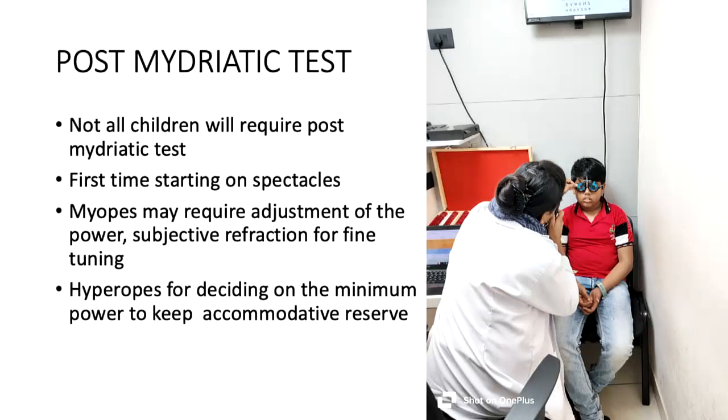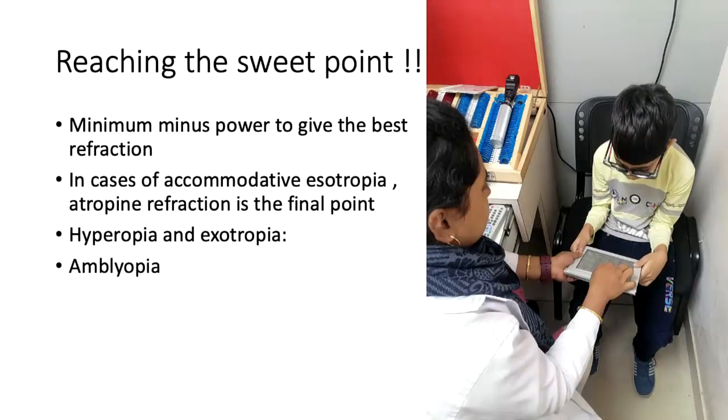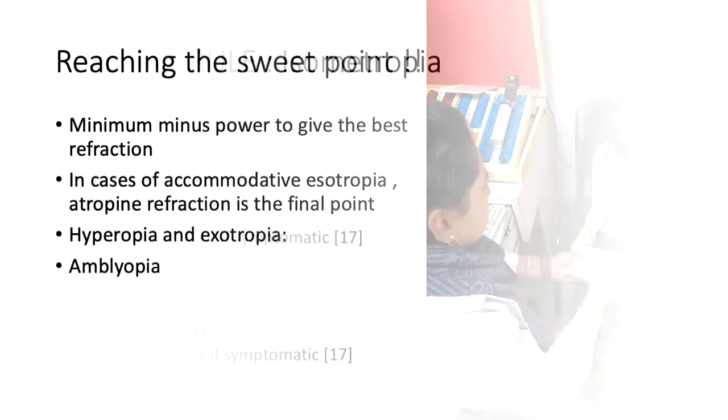Post-mydriatic test is required when you are giving glasses for the first time for children, when you do fine-tuning with a subjective refraction. For hyperopes, if the child is not symptomatic, then you would like to give a minimum power if required. Reaching the sweet point, we have to give the minus power which gives the best visual acuity and doesn't overcorrect the patient. In cases of accommodative esotropia, atropine is our final point, and in amblyopia, we have to think.